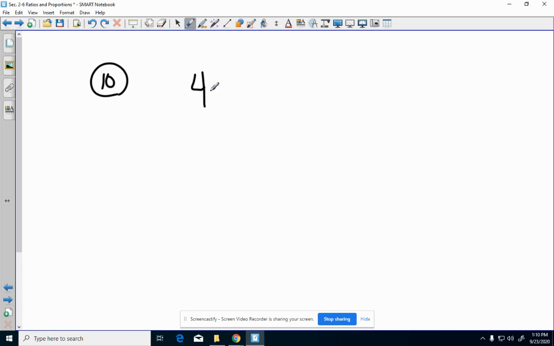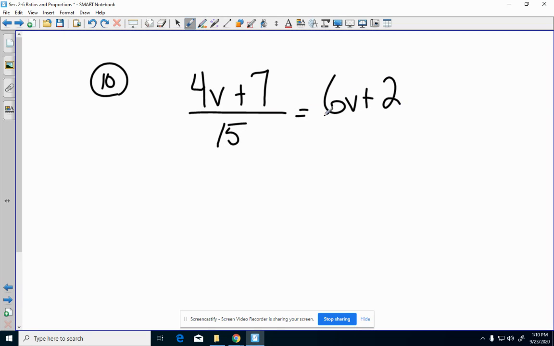4v plus 7 over 15 is equal to 6v plus 2 over 10. Disclaimer, this one will come out to be a decimal and or fraction, so don't feel like your answer's wrong if you get a decimal or a fraction. Remember, your cross products have to be equal to each other.